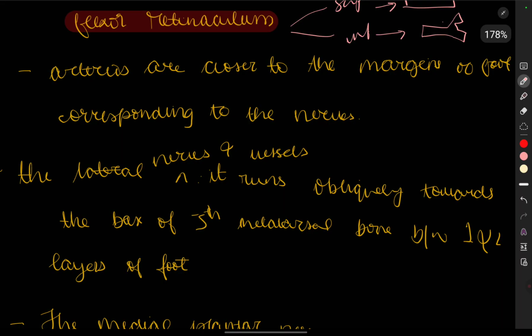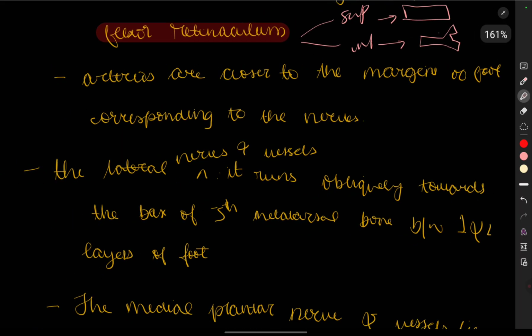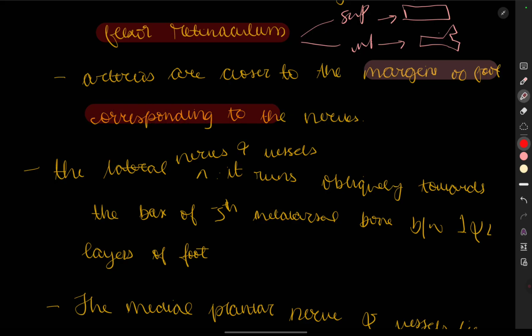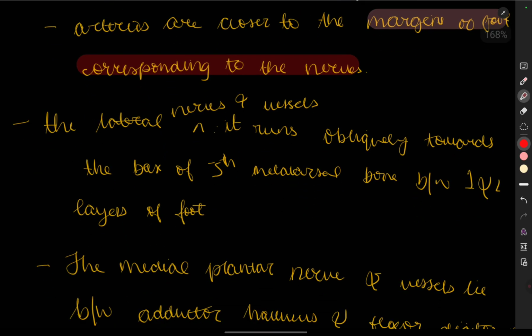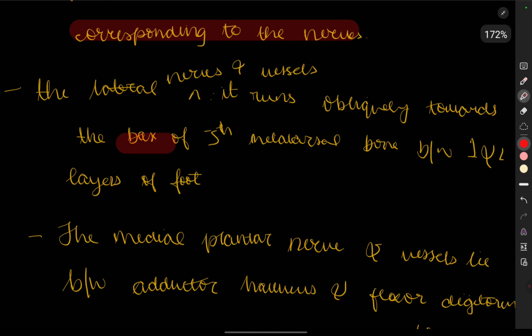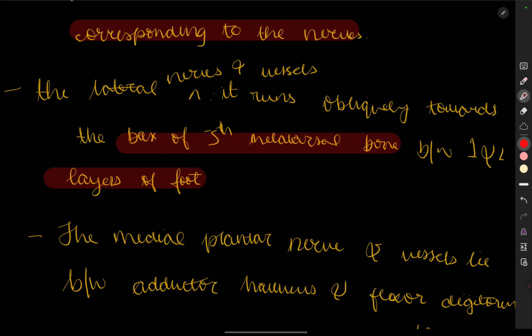Now, the arteries are closer to the margin of the foot, compared to the nerves. They are nearer to the margin of the foot as compared to the nerves. So the lateral nerve and vessels run obliquely towards the base of the fifth metatarsal bone between the first and second layers of the foot.